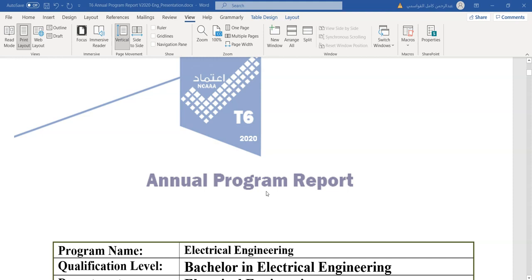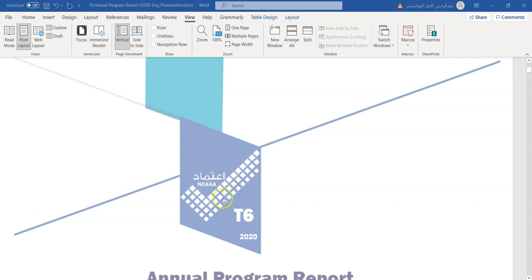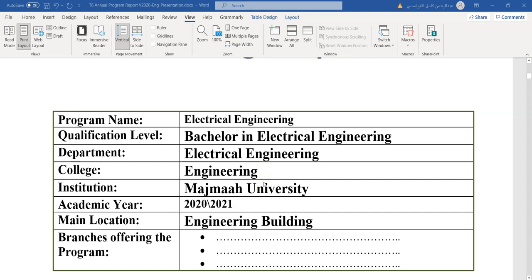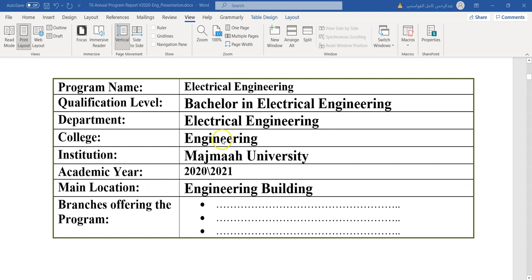In this workshop, we will explain how to fill the annual program report, which is form number T6 from the National Center of Academic Accreditation and Evaluation 2020. This is the program name, Electrical Engineering, the qualification level, Bachelor in Electrical Engineering, the department, Electrical Engineering, College, Engineering, Institution, Majma University, academic year 2020-2021, main location, Engineering Building.